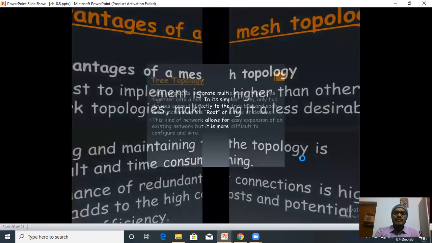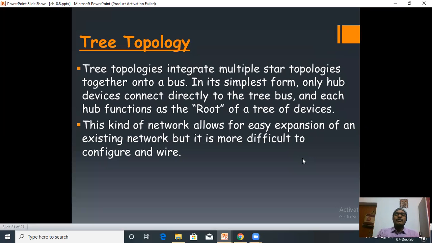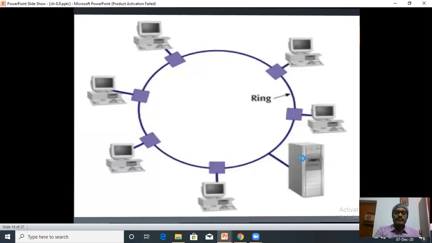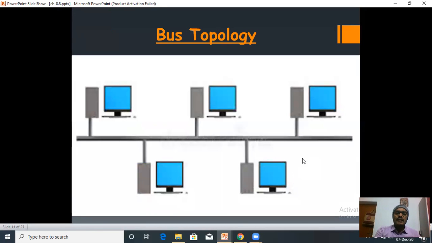Okay. Now coming to another topology, that is the tree topology. Tree topologies integrate multiple star topologies together onto a bus. You have studied bus topology, in which a single cable runs a long distance and all the computers are connected to each other. You can see the picture of a bus topology. There is a single cable which runs a long distance and all the other computers are interconnected with each other.